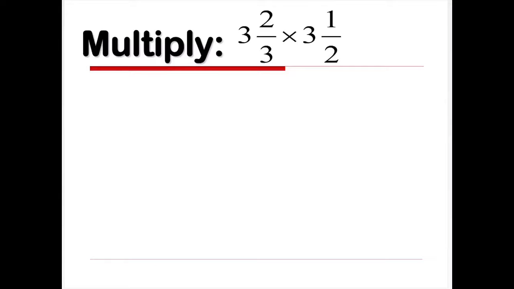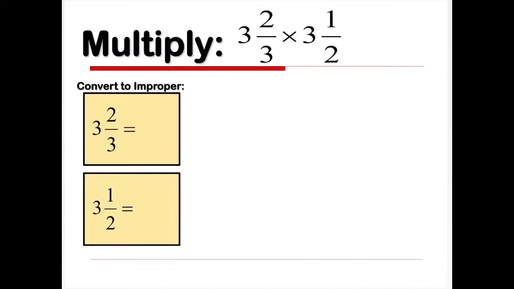Okay, so let's look at our first example here, which involves multiplying 3 2/3 by 3 1/2. The first step is to change those mixed numbers to improper fractions. To recap, if you forgot how to change mixed to improper, start at the bottom and multiply the denominator times the whole number, which is 9, and then add the numerator. So 9 plus 2 is 11. So you get 11 over 3.